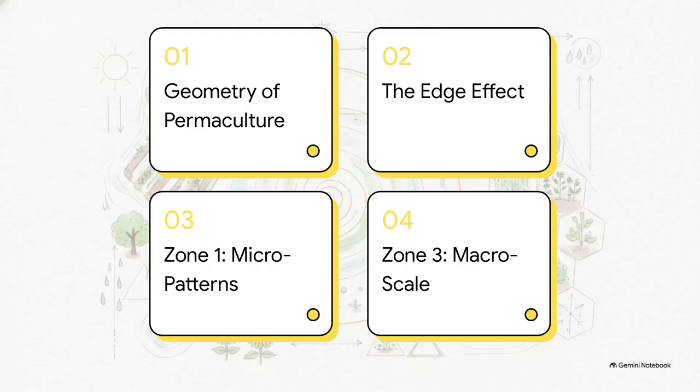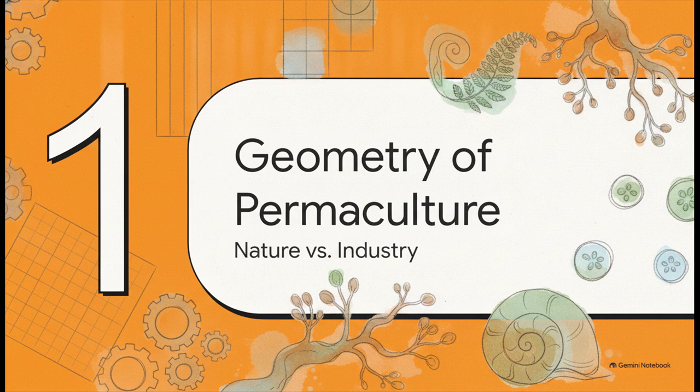To figure that out, our explainer today is going to cover 4 key areas. First, the geometry of permaculture. Second, maximizing the edge effect. Third, Zone 1 and micro-pattern complexity. And finally, Zone 3 and macro-scale efficiency. So let's jump straight into Part 1, the geometry of permaculture.